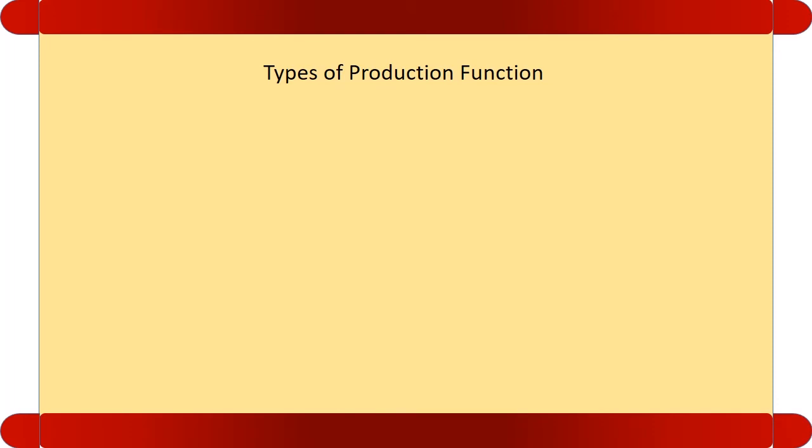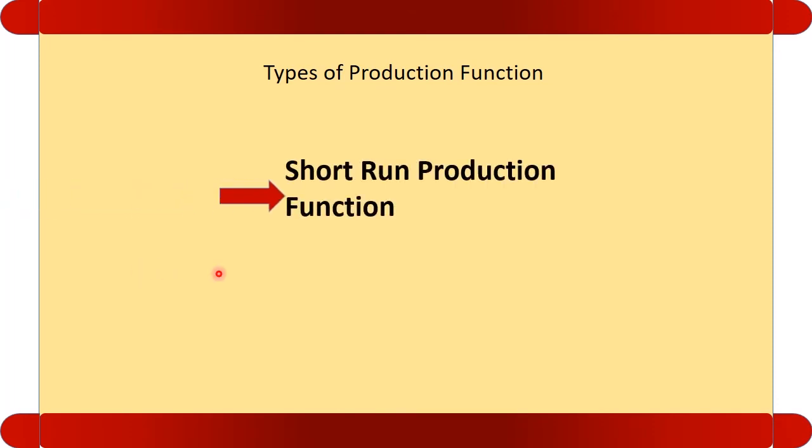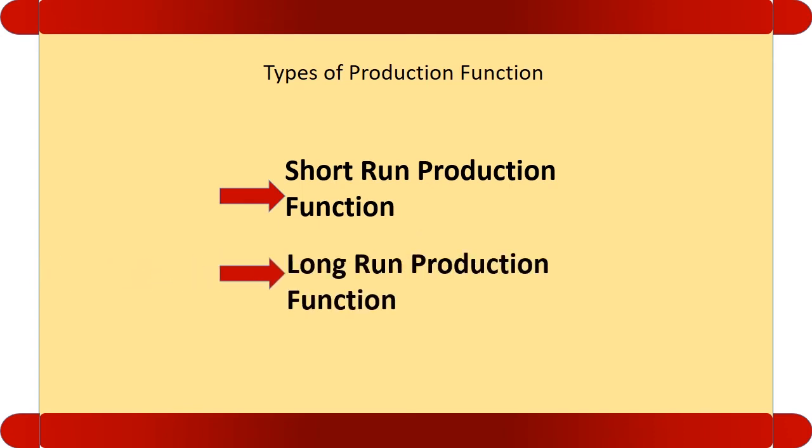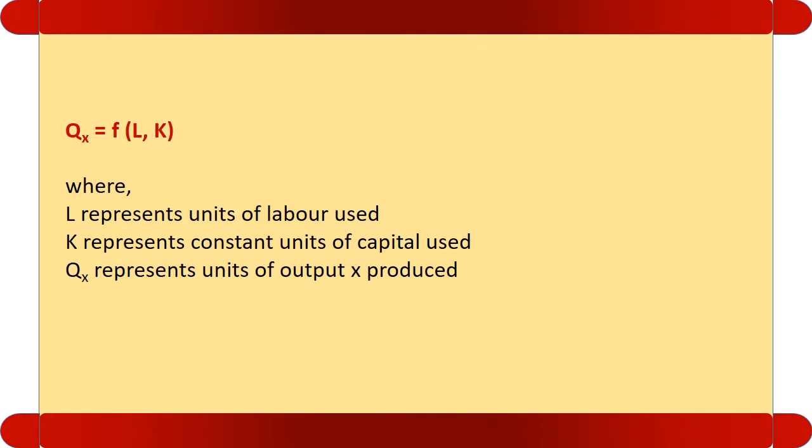See the types of the production function. We know that there are two types of the production function, that is the short run production function and the long run production function. We will discuss all the production functions in detail. When we are doing the production in the short run, it is called short run production function. Here Qx represents the output in the short run, f means functional relationship, L means variable factor, K means fixed factor.